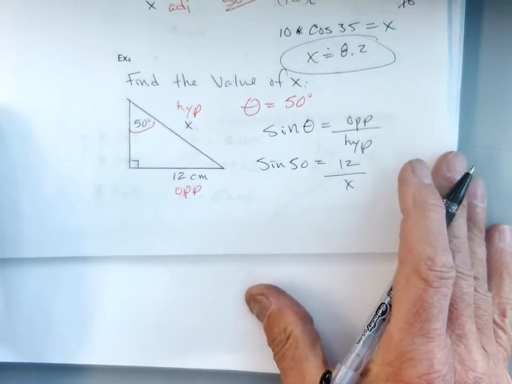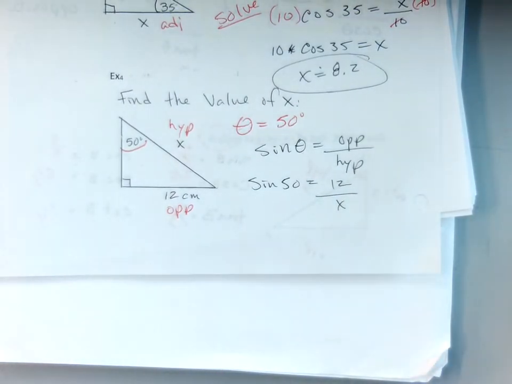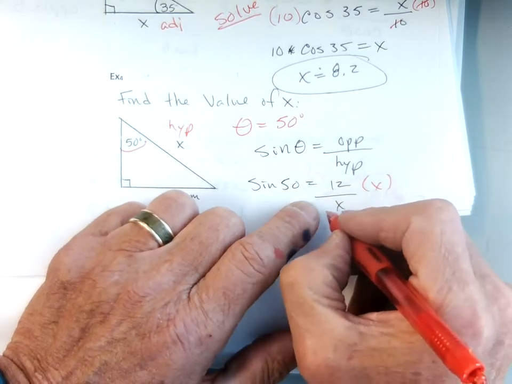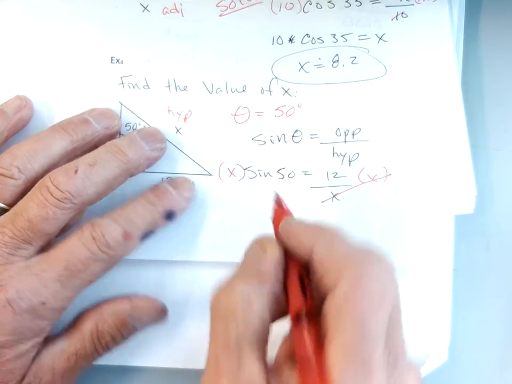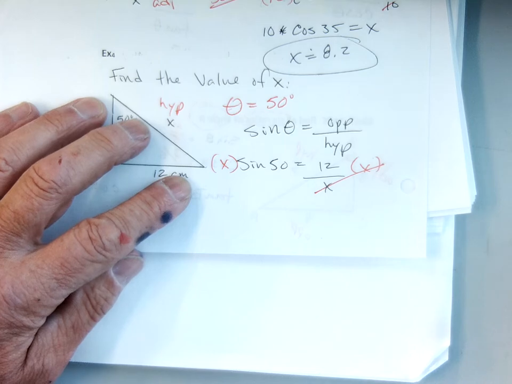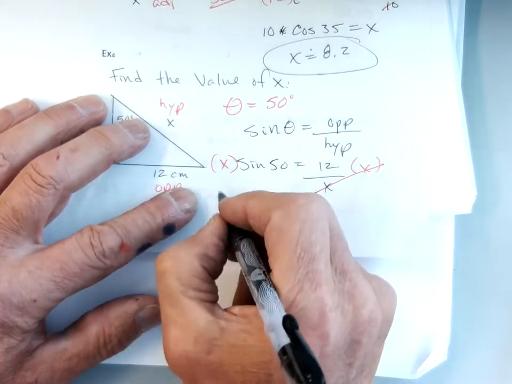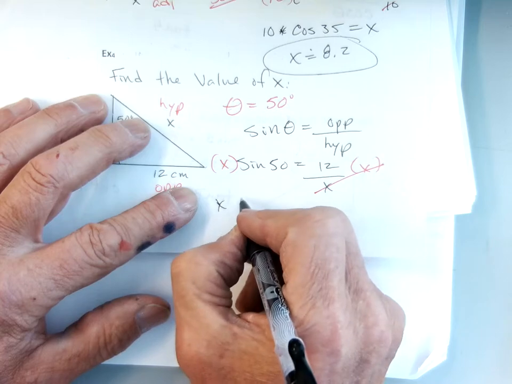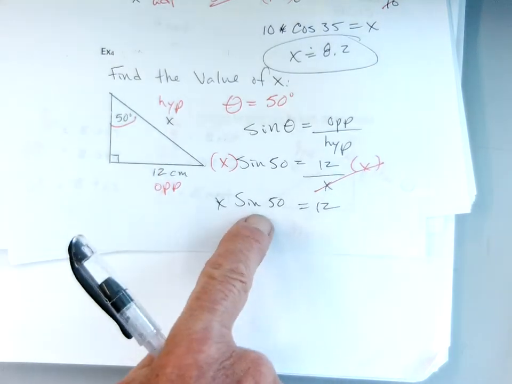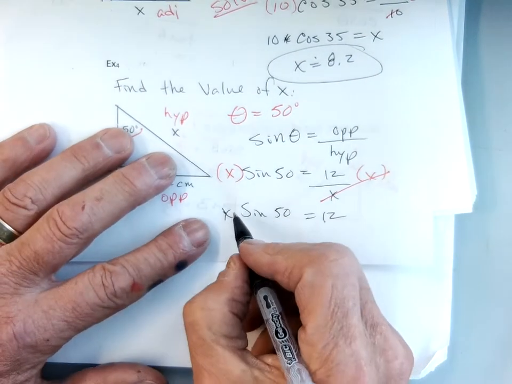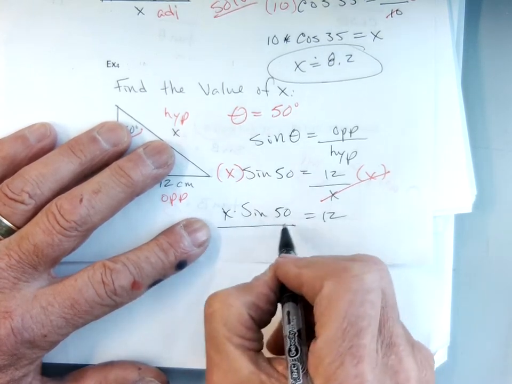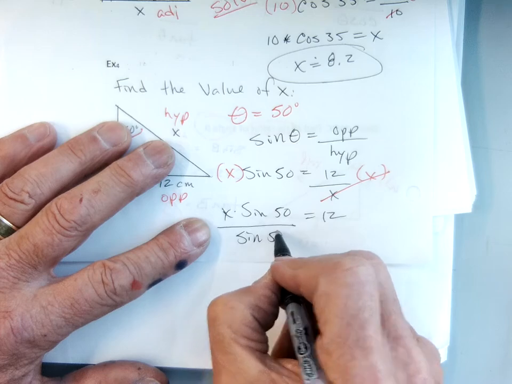Okay, now this one's a little harder to solve, but we're going to solve it anyway. So I'm going to multiply by x. To get rid of it, I multiply by x. Now what I have is x times the sine of 50 equals 12. Sine of 50 is a number. So it's x times that. So I'm going to get rid of sine of 50 by dividing by sine of 50.